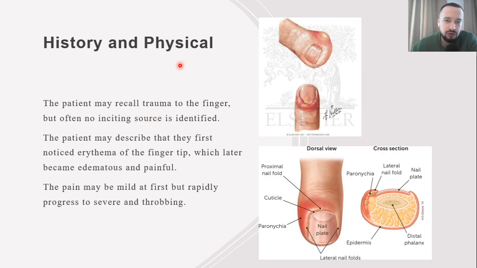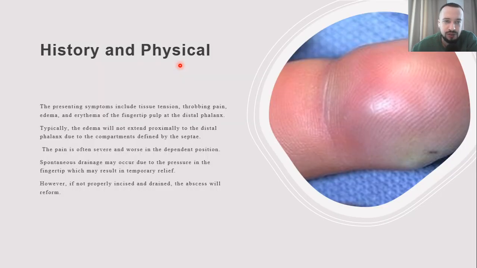The patient may recall trauma of the finger, but often no inciting source is identified. The patient may describe that they first noticed erythema of the fingertip, which later became edematous and painful. The pain may be mild at first but rapidly progress to severe and throbbing. The presenting symptoms include tissue tension, throbbing pain, edema, and erythema of the fingertip pulp at the distal phalanx.